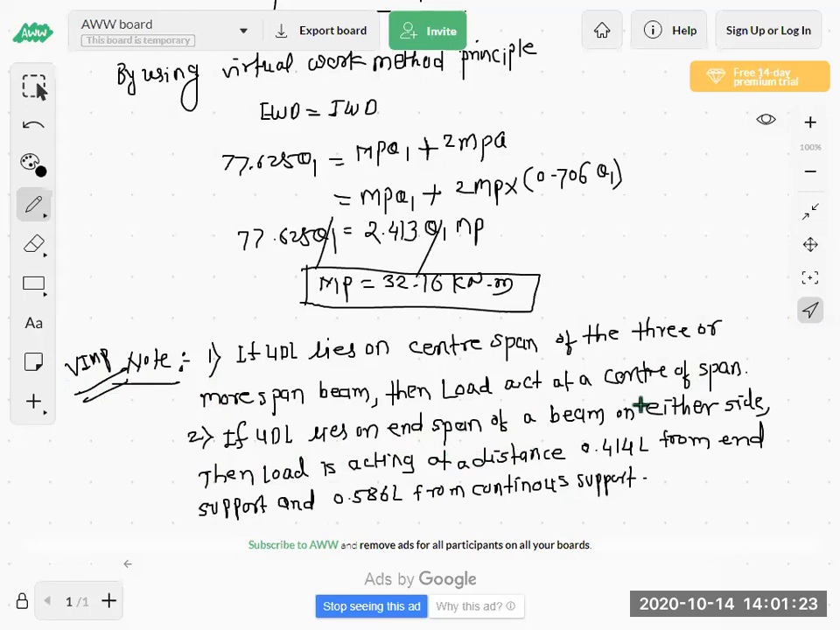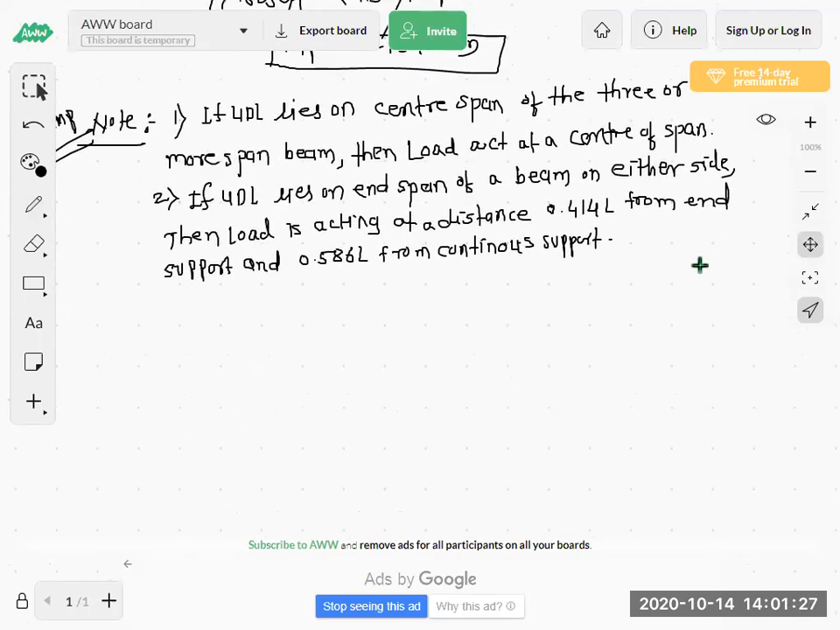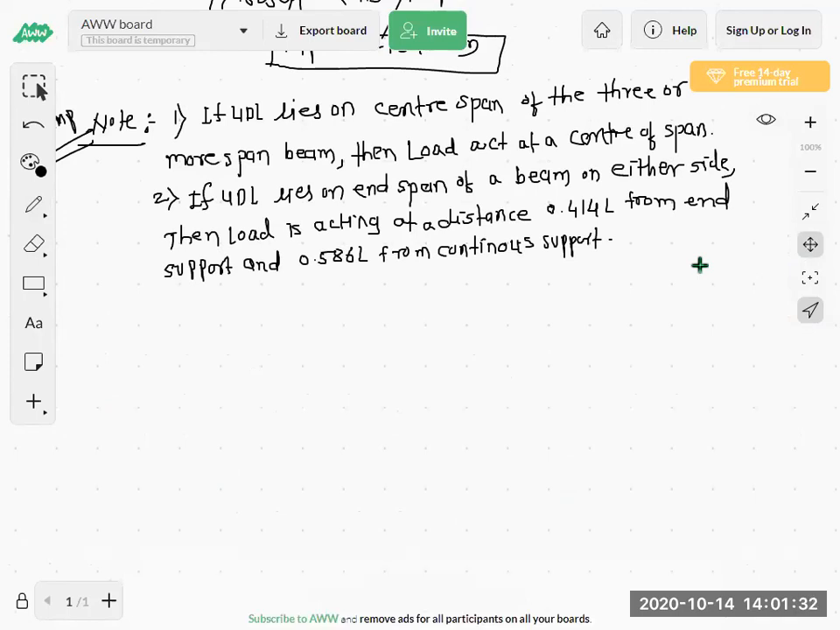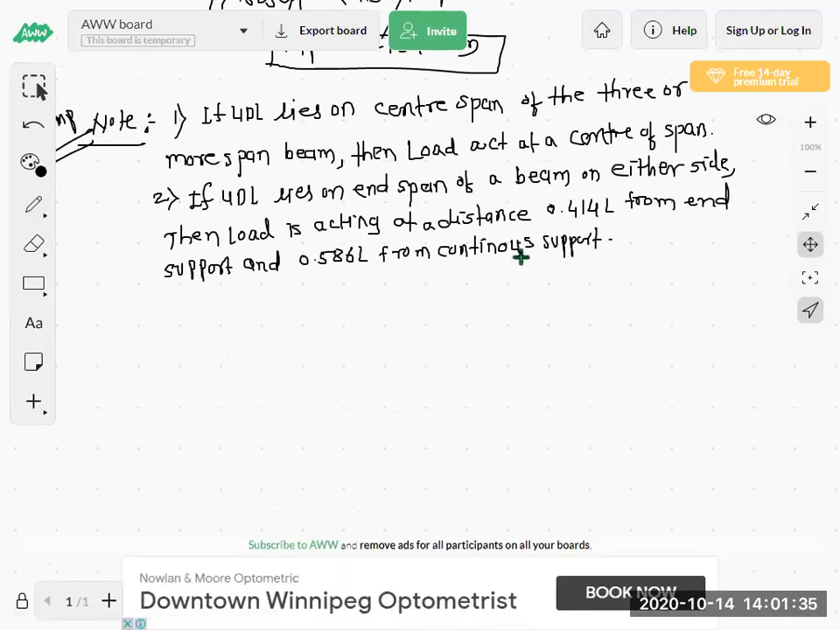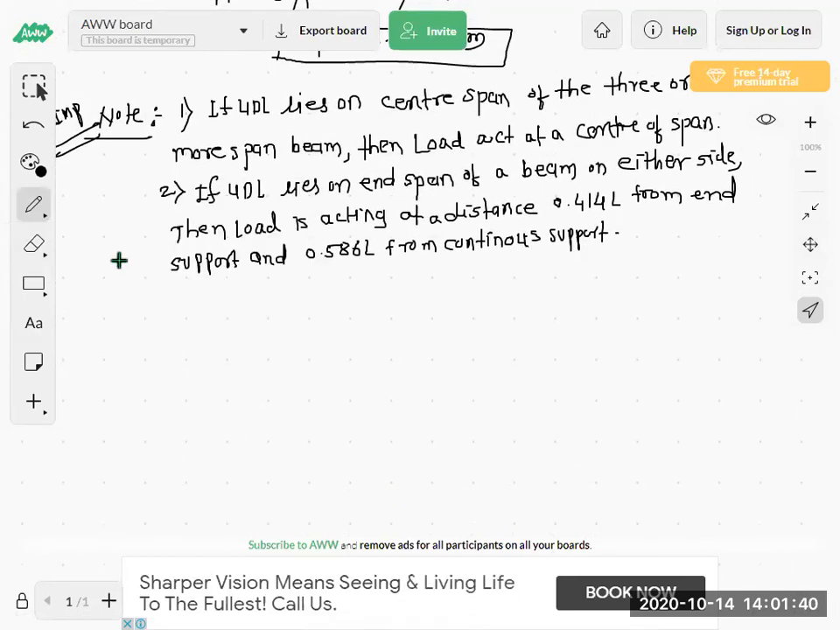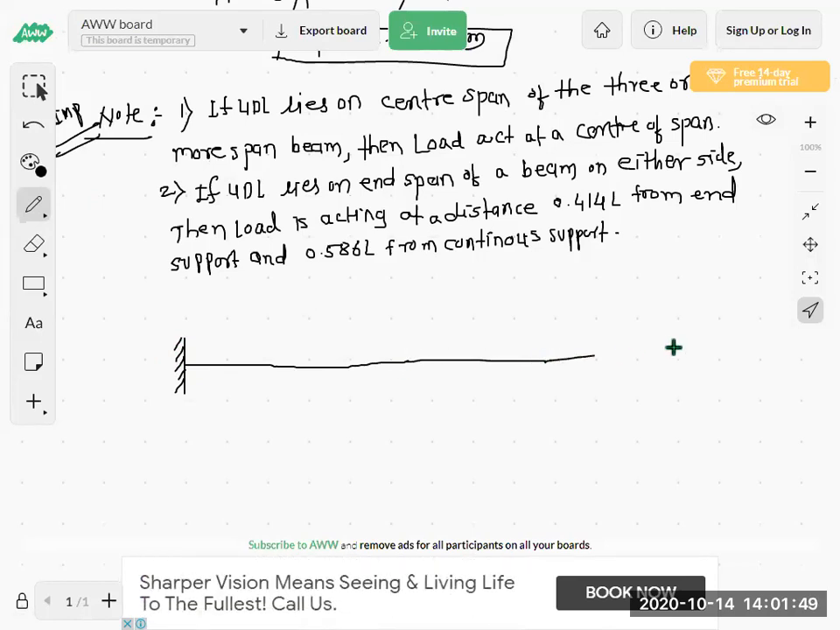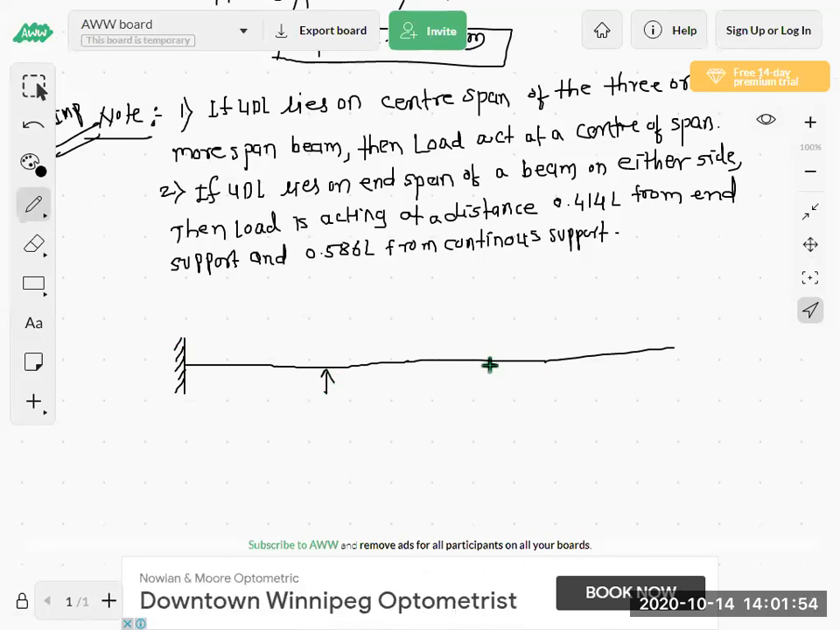So actually here our problem is this, but in the problem statement they have told us to draw the BMD for this beam. It means we have calculated the plastic moment, now we will draw the BMD. So here this is the first support, this is the second support, this is the third support.